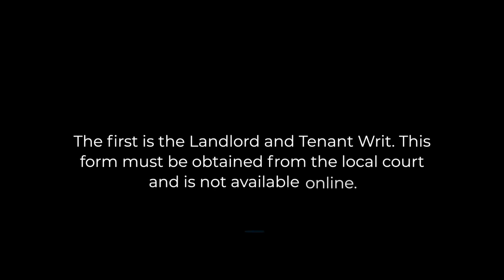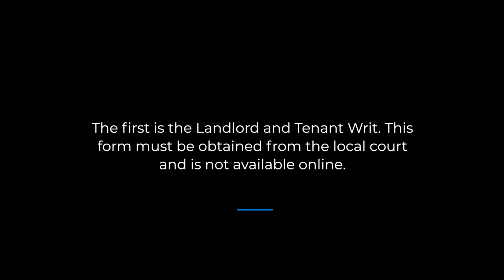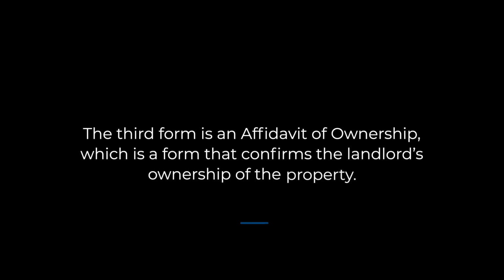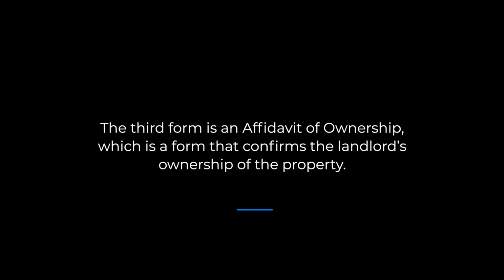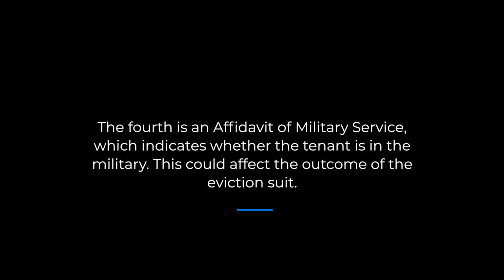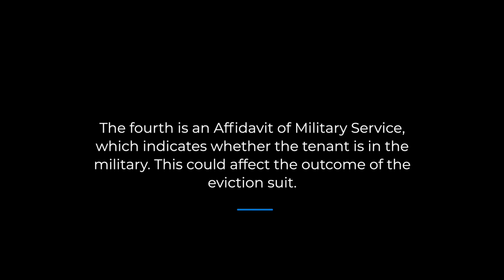If the tenant fails to fix the problem identified in the notice to quit, the landlord can file an eviction action in the local district court. In order to do this, the landlord must file 4 forms. The first is the Landlord and Tenant Writ. This form must be obtained from the local court and is not available online. The second is a copy of the eviction notice and the demand for rent if it applies. The third form is an Affidavit of Ownership, which is a form that confirms that the landlord is the owner of the property. The fourth is an Affidavit of Military Service, which indicates whether the tenant is in the military. This could affect the outcome of the eviction suit.